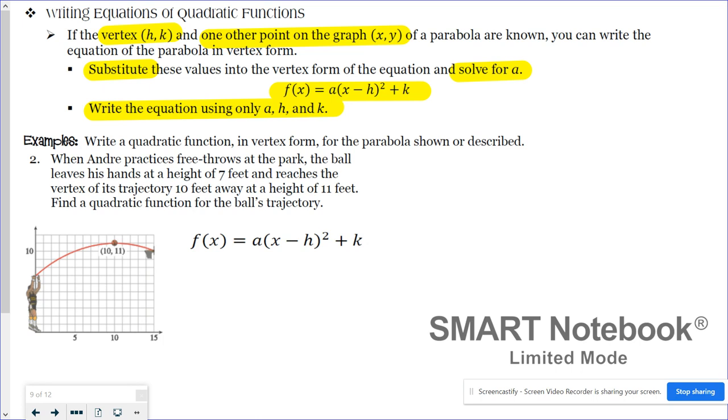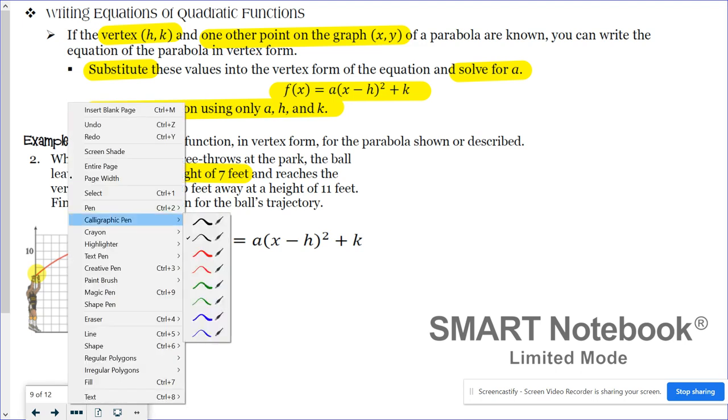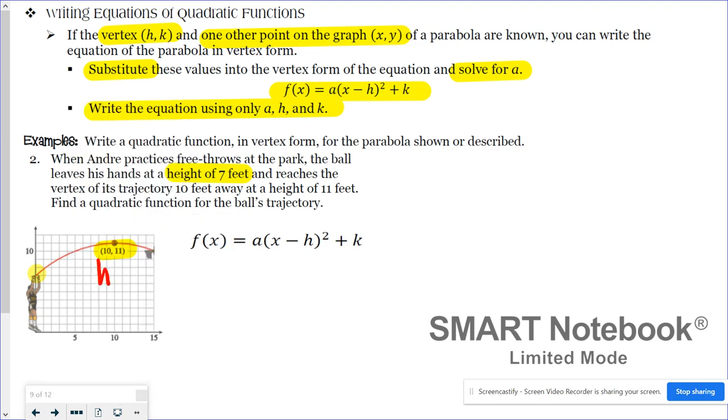It says when Andre practices free throws at the park, the ball leaves his hand at a height of 7 feet, so that would be the y-intercept, and reaches the vertex of its trajectory 10 feet away at a height of 11 feet. So the 10, 11 is the vertex. We know that h is 10, k is 11. Our one other point on the graph is the y-intercept. They told us it happened at the 7 feet mark, so 0, 7, which means x is 0 and y is 7. So I'm going to substitute these four values into my vertex form.